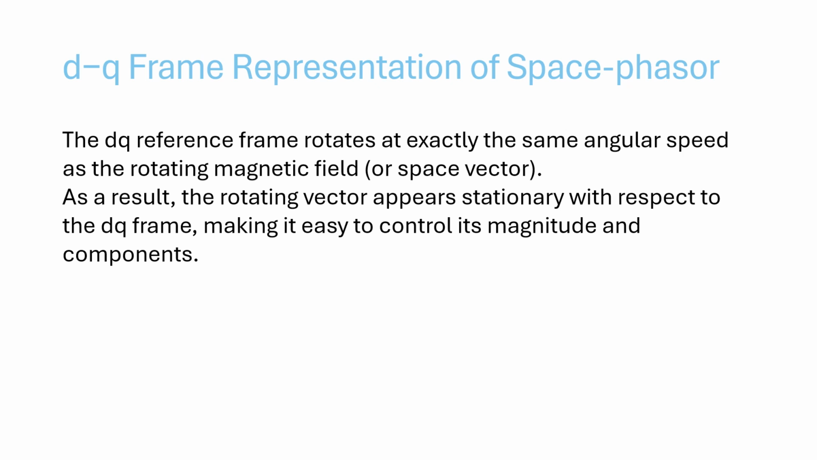DQ frame representation for space phasor. So this is the third one. The first one is space phasor representation. The second one is the stationary reference frame, alpha beta. This is the rotating reference frame, DQ.